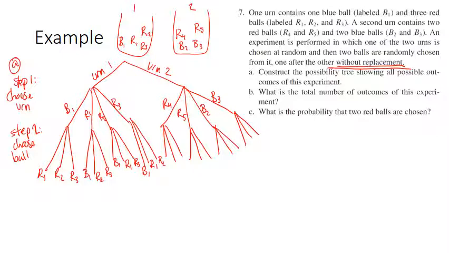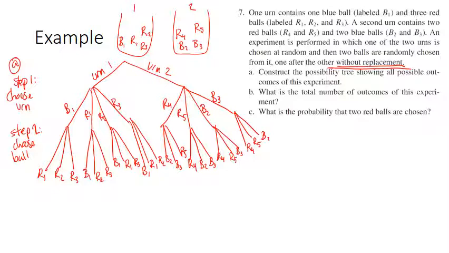Now over here on the other urn, if I chose R4, then I have B2, B3, and R5. If I chose R5, then I have R4, B2, and B3. If I chose B2, then I have R4, R5, and B3. And if I chose B3, then I have R4, R5, and B2. That's really sloppy, but I hope you get the idea.